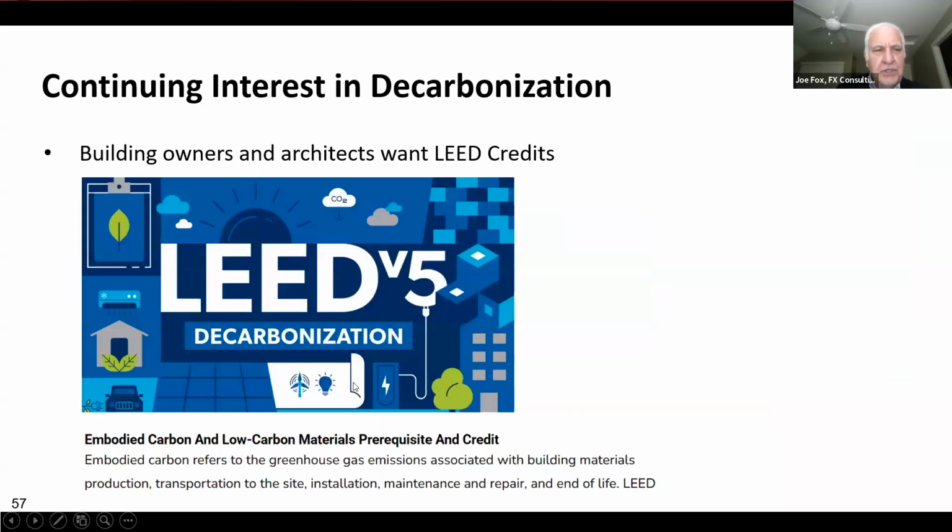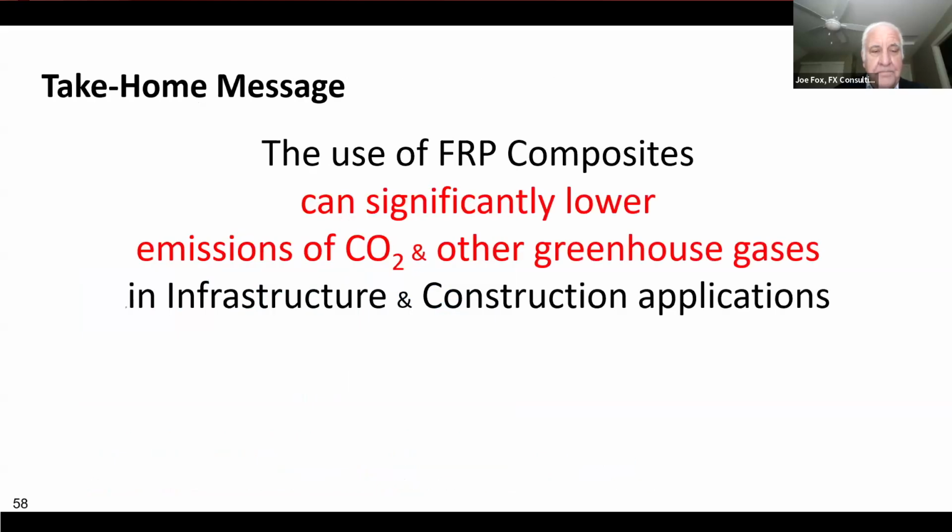In addition to construction companies, there's also interest in building owners and architects who want to get LEED credits. Decarbonization is a very important element of LEED Volume 5, and these folks are interested in getting LEED credits for the use of low carbon materials. So there's definitely interest. It will be very interesting to see if and how this interest in decarbonization within the construction community changes over the next several years. That's definitely something that I'm going to be monitoring.